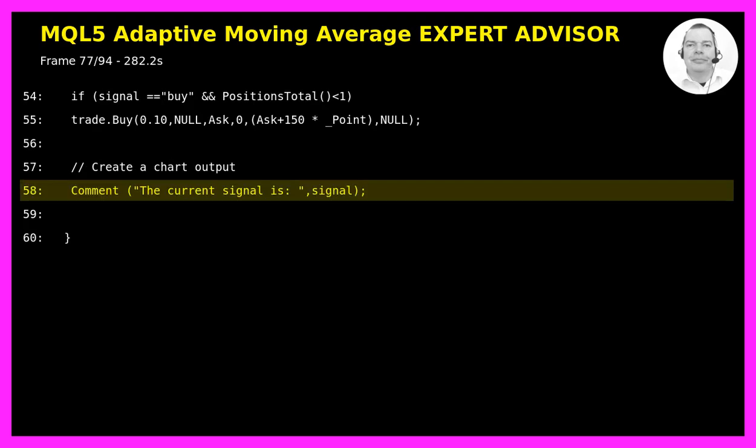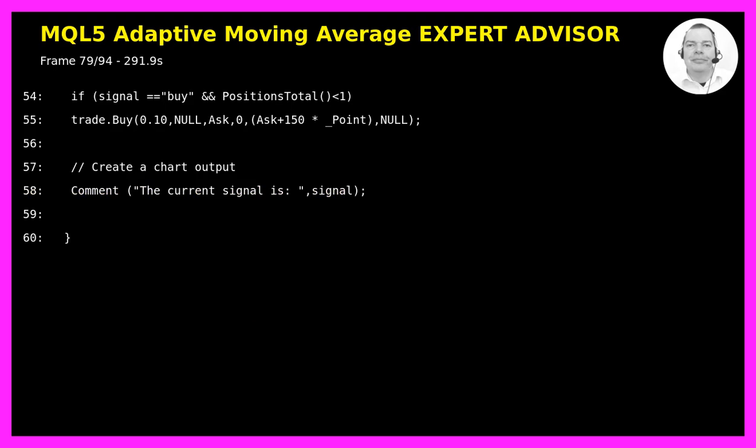Finally, we create a chart output using Comment to display the current signal. This shows the text: the current signal is, followed by either buy or sell on the chart. We press F7 to compile the code.